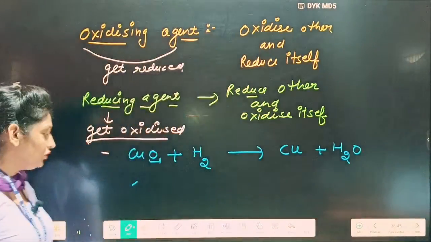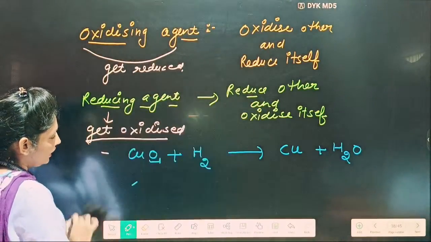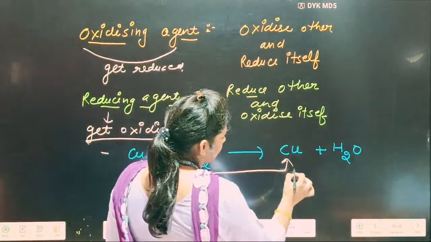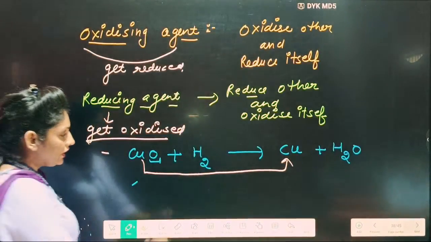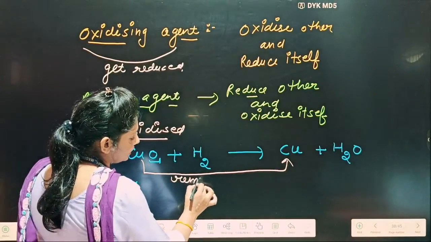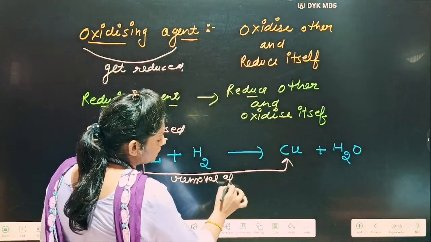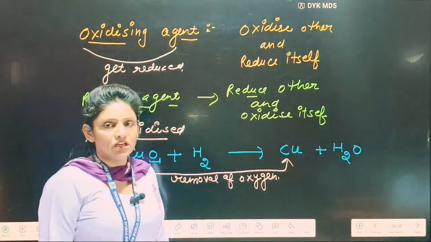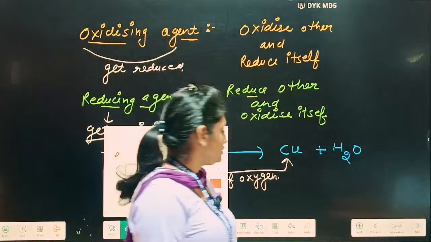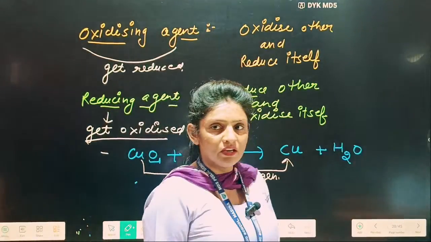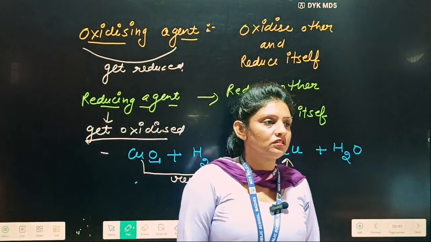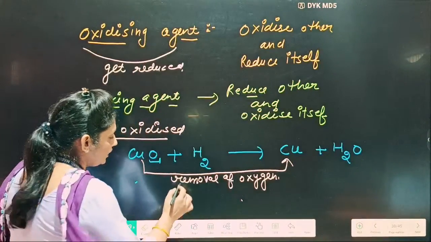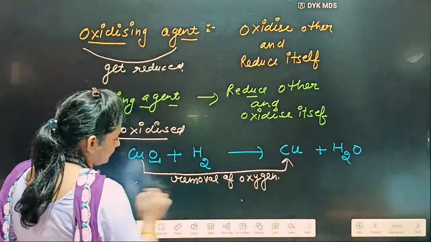So students, here you can see from this copper oxide, it is converting into copper. Means removal of oxygen is taking place here. Sorry, if removal of oxygen takes place, then this process is known as reduction. Okay, so students, reduction takes place here.